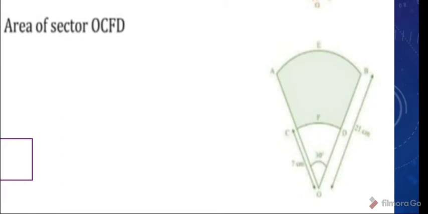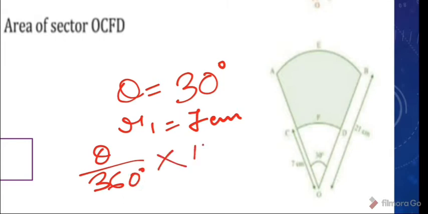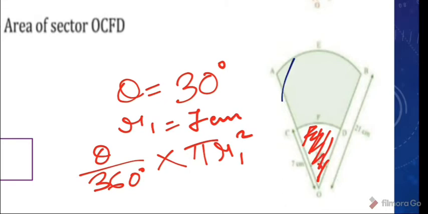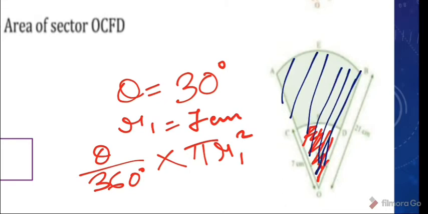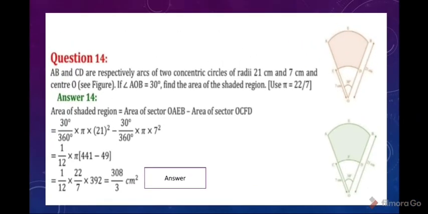Now if you use theta equal to 30 degrees and R1 equal to 7 centimeter in the formula theta by 360 degrees into pi R1 square, you can find the area of this minor sector. Now subtract the area of this smaller sector from the area of the bigger sector. So subtract this orange part from the blue part, and you will get the area of the shaded region. In this way you have to solve it. So let's check the solution.